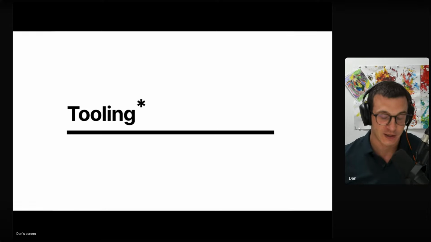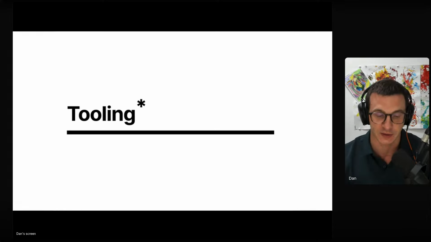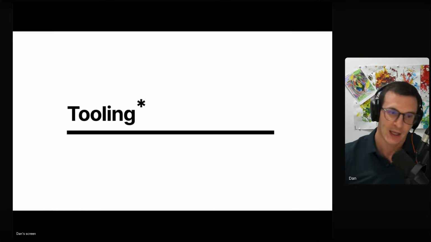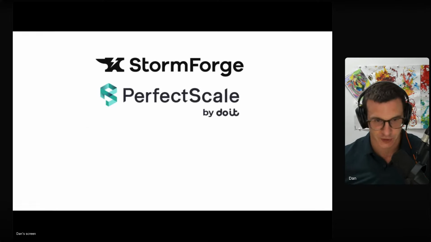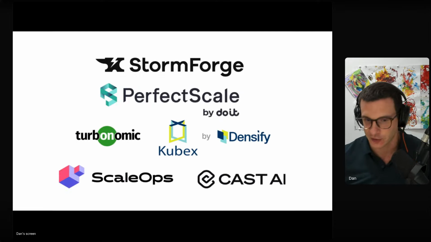What they do is they don't just do a regression on the values that are extracted from Prometheus, for example, but also apply machine learning to guess what is going to be the next interval and how to adjust this value. And these are tools like StormForge, Perfscale, Cubex, Densify, Kubenomics, ScaleOps, Cast.ai. I mean, there is a lot of tooling in this space.